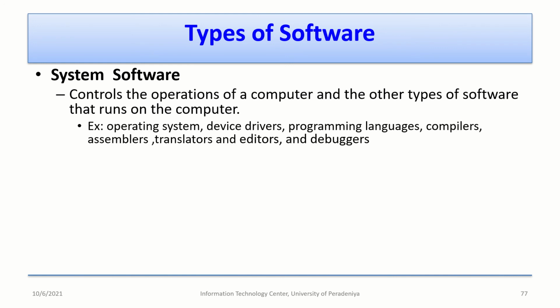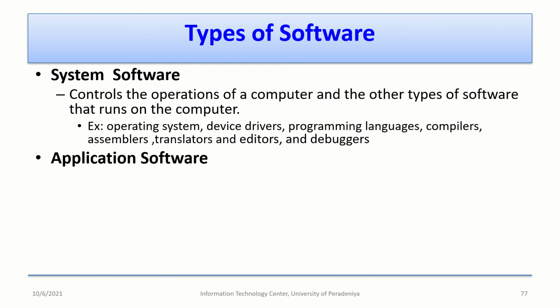For example, the operating system is system software. A compiler is system software, as are assemblers and translators, which are related to computer programming. So basically we know the operating system is system software.